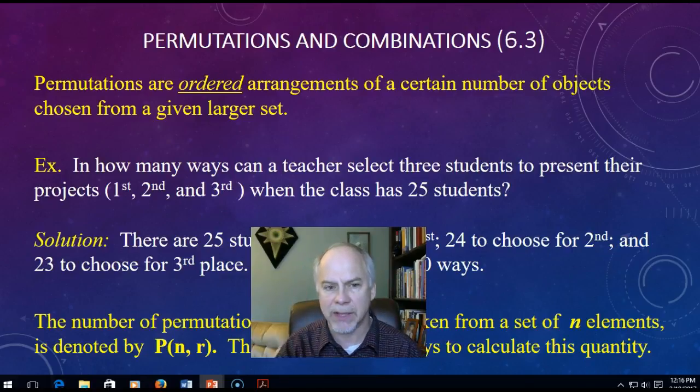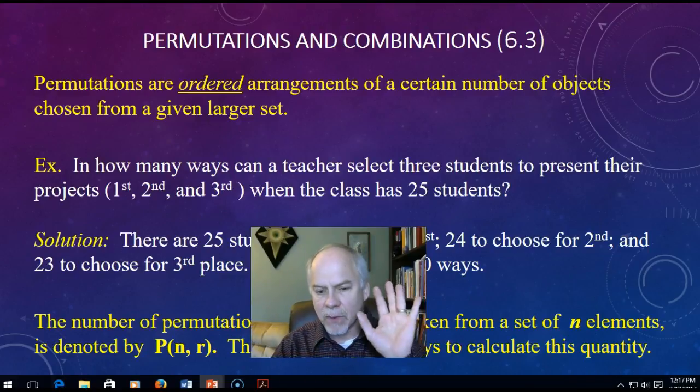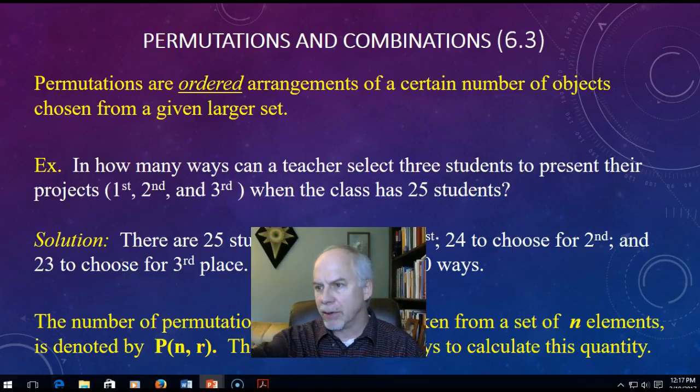Permutations, as it says at the top of the slide, are ordered arrangements of a certain number of objects chosen from a given larger set. So there's an order to them, and that order matters. Like if I had 7 favorite books, I love these 7 books, but I can't display all of them underneath my TV or something. So I can only pick 3 of them.